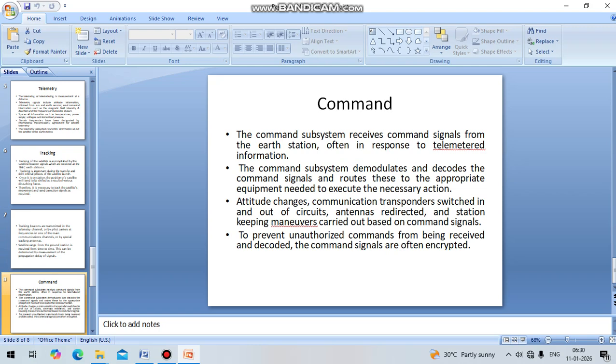Also, to prevent unauthorized commands, the signals will be properly encoded and encrypted. At the receiving end, the satellite will receive the signal and it will be decoded and decrypted for secure communication, so that the proper signal from the earth station will reach the satellite, and according to the command the satellite will operate.